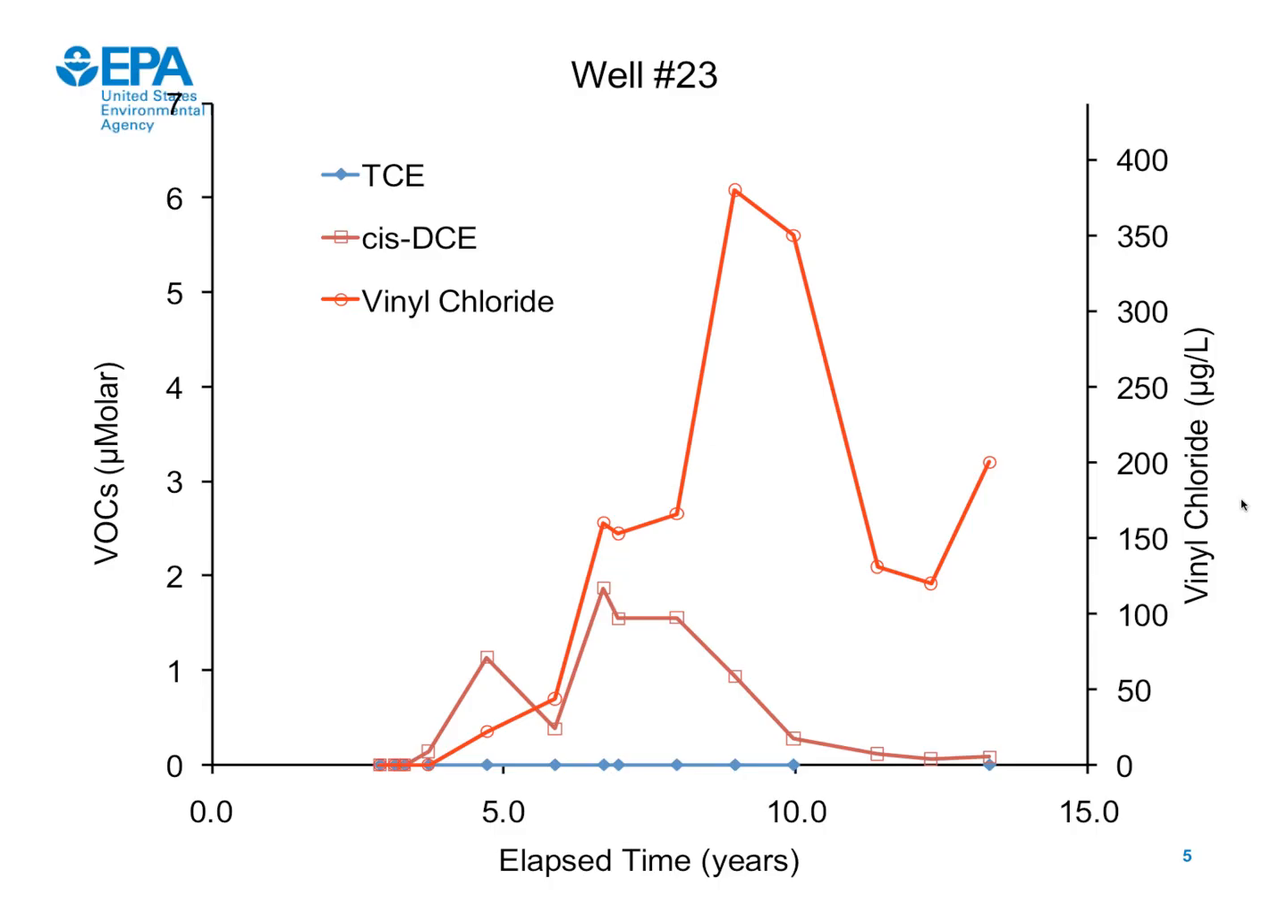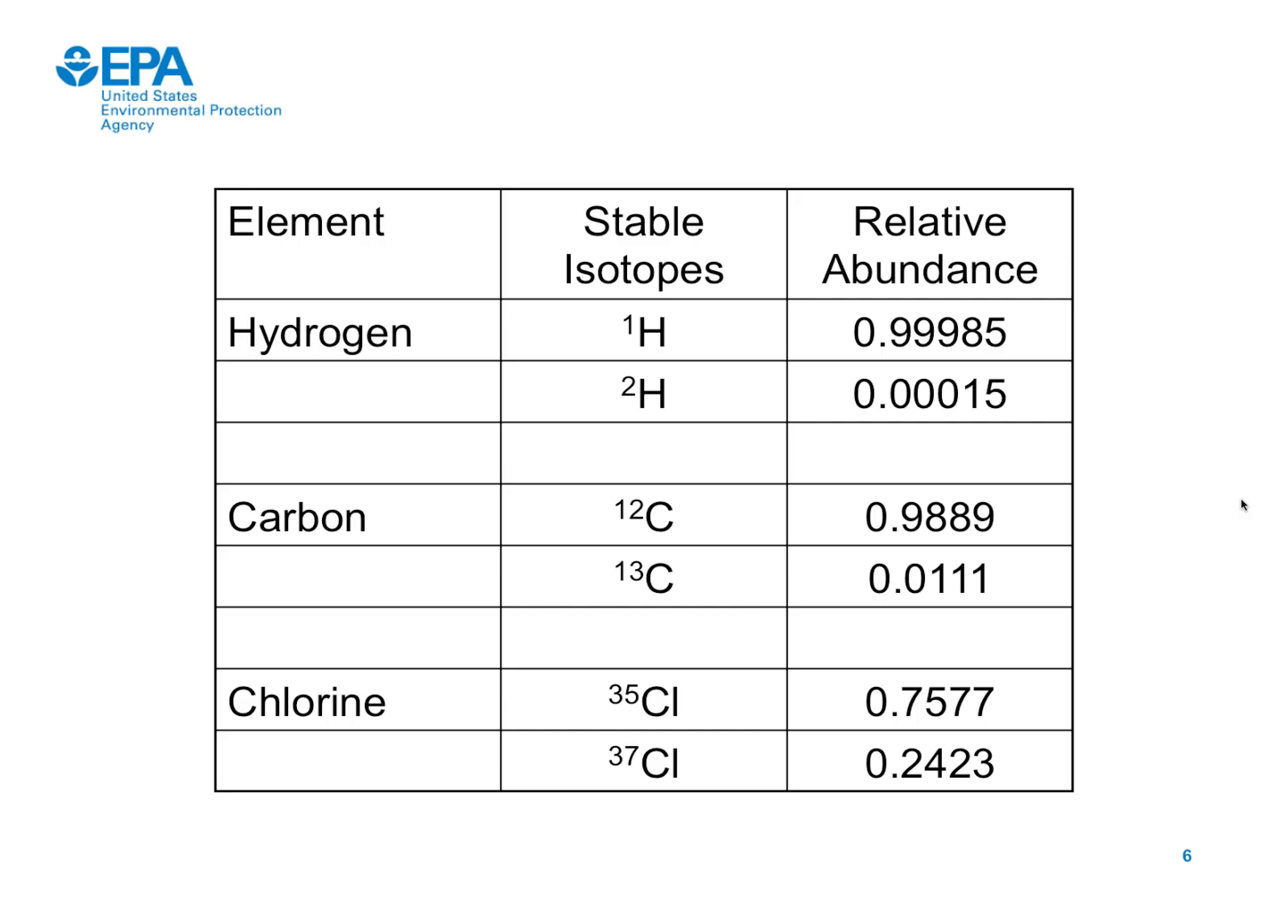So what we're going to try to do is use CSI approaches to take another way of looking at the behavior of the cis-DCE and the vinyl chloride. Over on the right-hand side, I gave you the actual concentrations of vinyl chloride so that you can see that these concentrations are actually quite high and are of some concern to the regulatory authorities. Next slide.